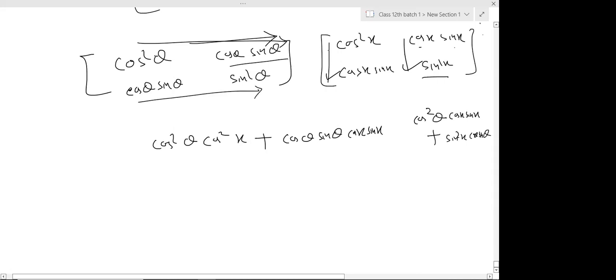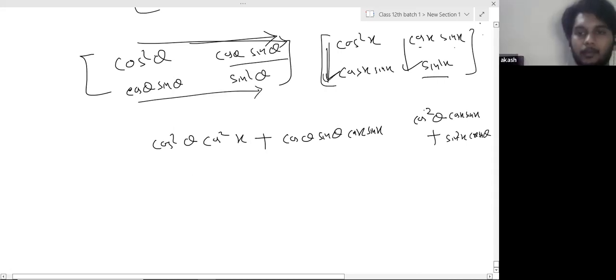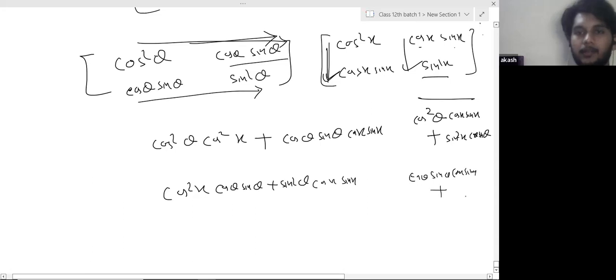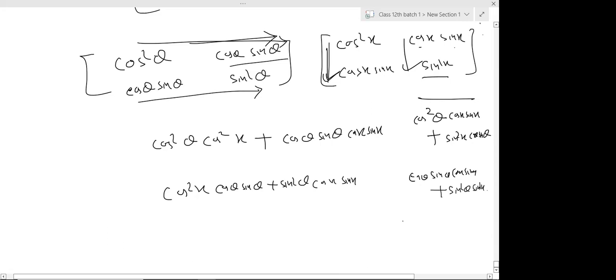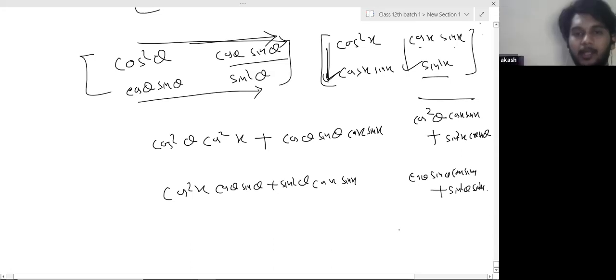Now this row and first column. So this, I guess, is repeating: cos square x cos theta sin theta plus sin square theta cos x sin x. And this is cos theta sin theta cos x sin x plus sin square theta and sin square x, right? Yes, sir. All right. Now you can see if anything is common, you can take out common things.